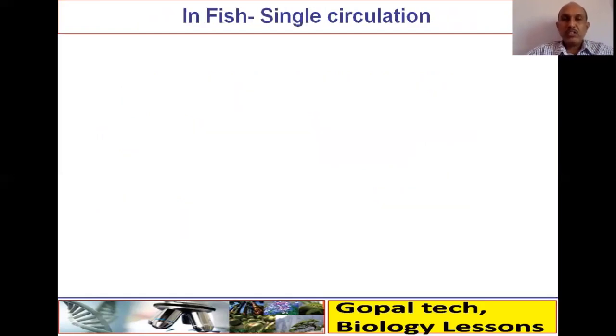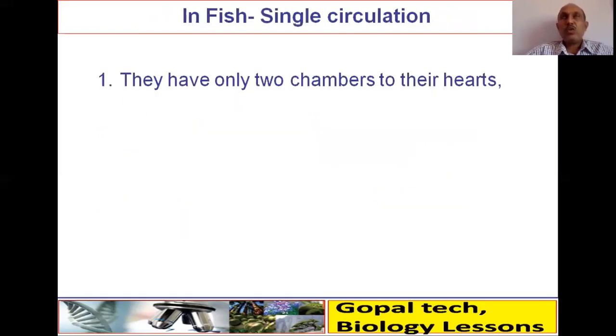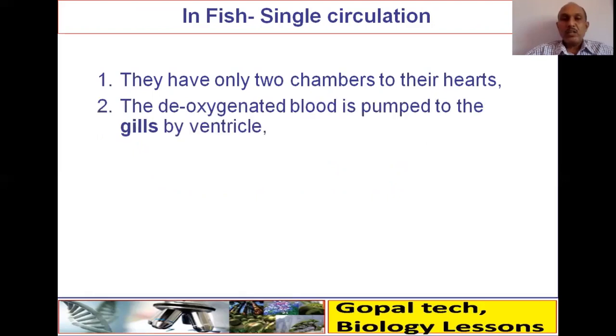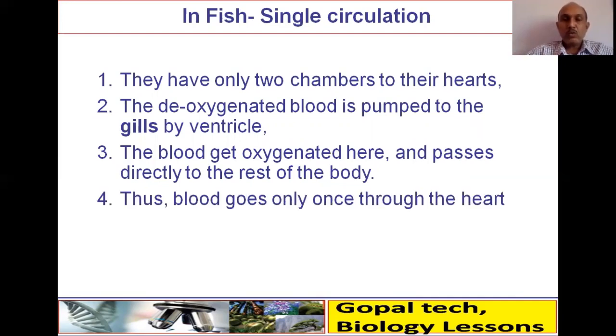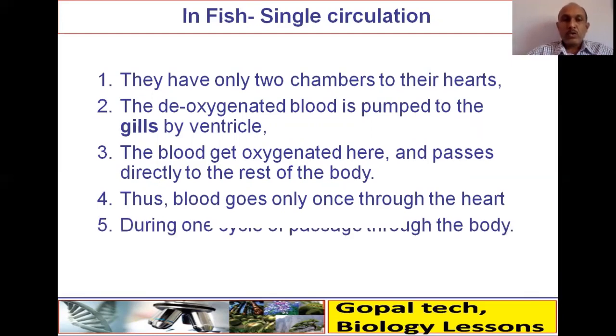In fish, we have seen single circulation. They have only 2 chambers to their heart. The deoxygenated blood is pumped to the gills by ventricle. So the blood gets oxygenated here in the gills and passes directly to the rest of the body. Thus the blood goes only once through the heart. Therefore it is called single circulation during one cycle of passes through the body.